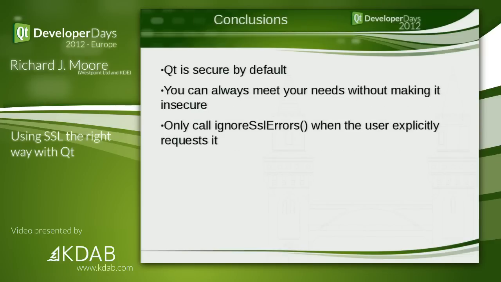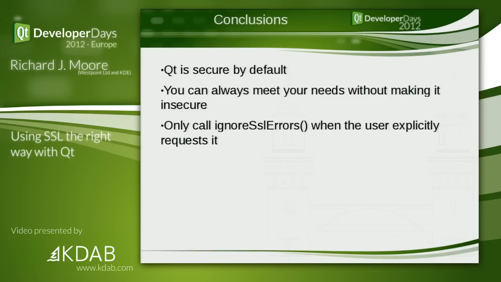So the conclusion: Qt is secure by default. The only situation where you ever need to call ignore SSL errors is when the user has told you to. And ideally in an application, you don't. And you don't even need, in most applications, to give the user that ability.